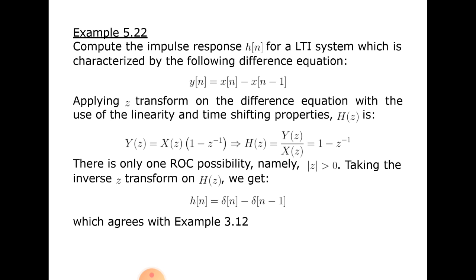Y of z equals X of z into 1 minus z power minus 1, so H of z equals Y of z by X of z, which equals 1 minus z power minus 1. So there is only one ROC possibility, namely modulus of z greater than 0. Taking the inverse z transform on H of z, we get h of n equals delta of n minus delta of n minus 1.